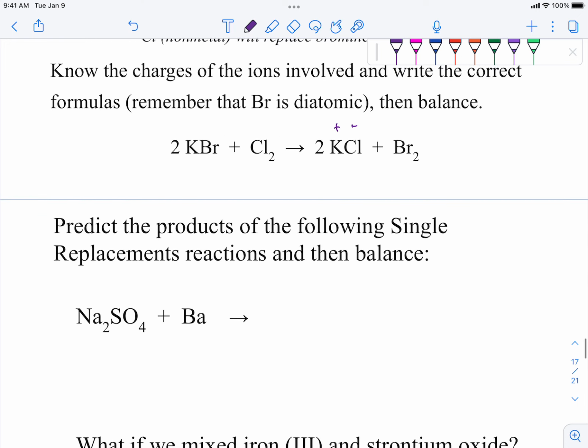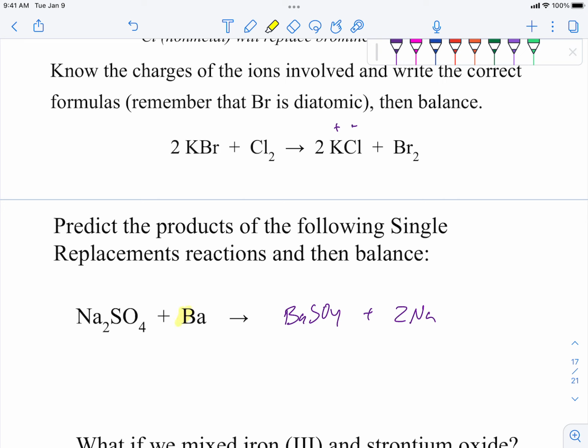Let's try this one. See if we can figure it out. Yeah, Shiv? That's right.